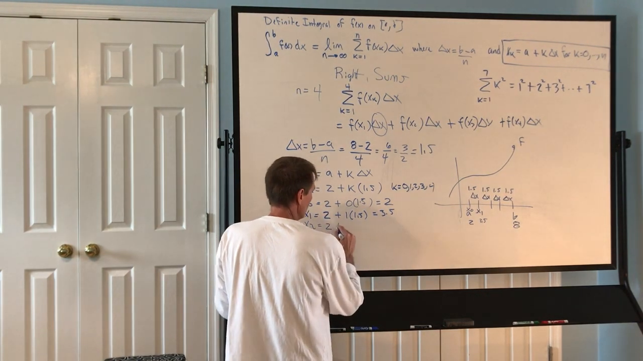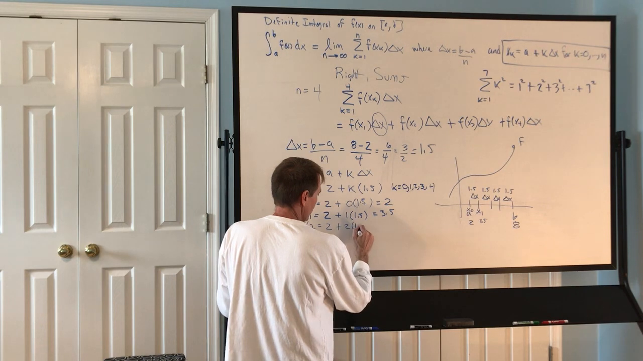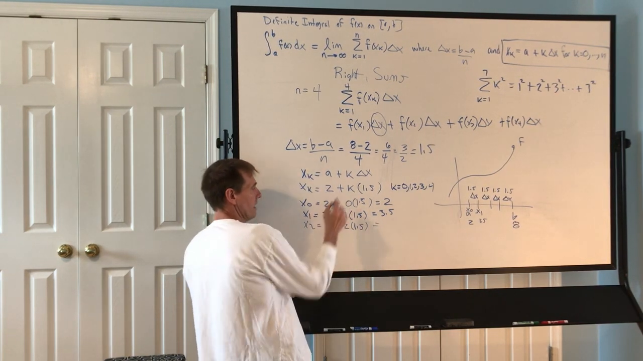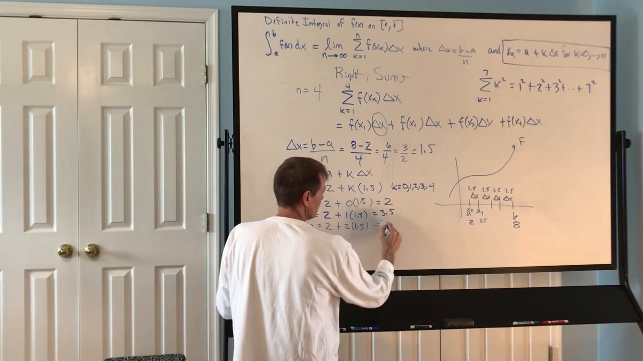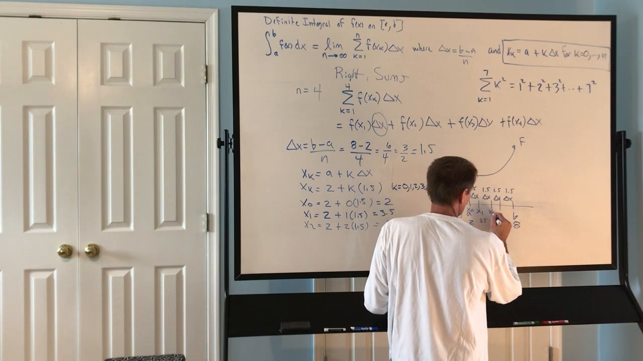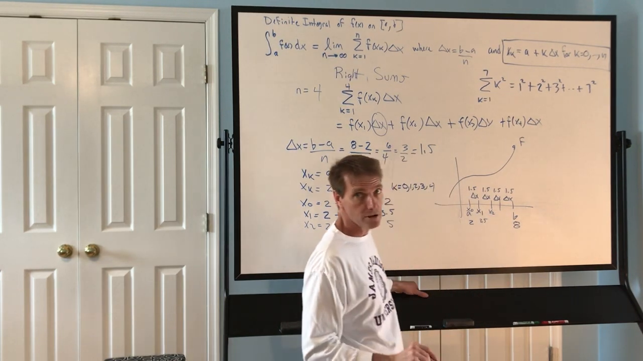x2 would be equal to 2 plus 2 times 1.5. Where I see the k, I'm putting the 2. 2 times 1.5 is 3, so this would be 5. So this would be my x2. It's halfway between.